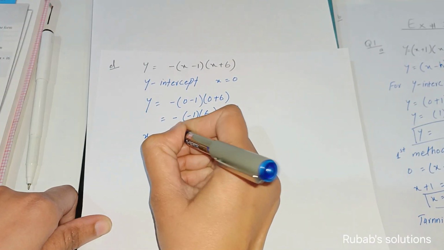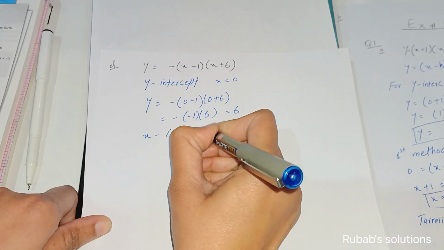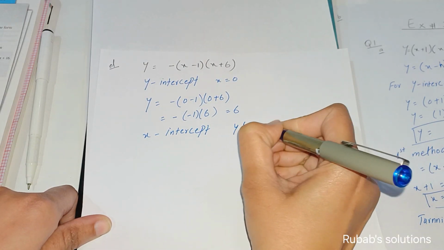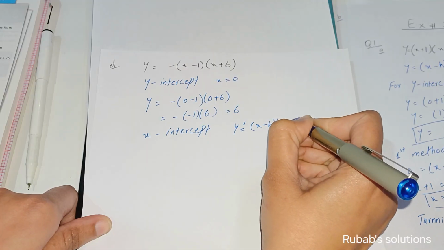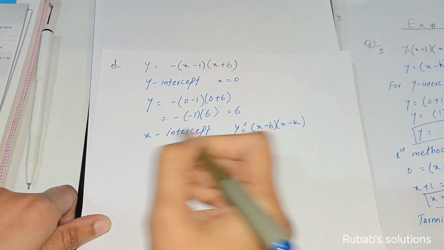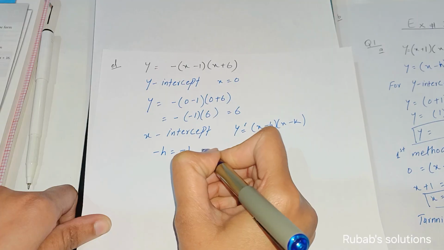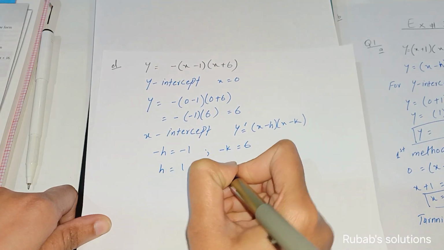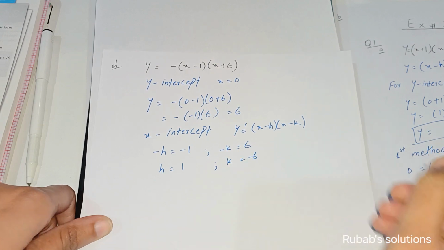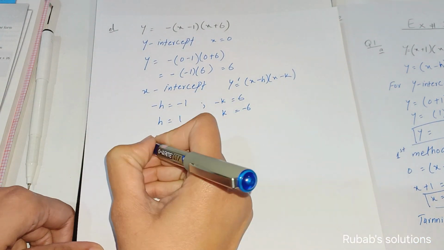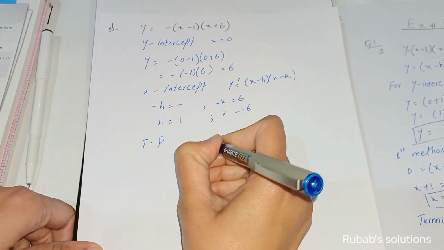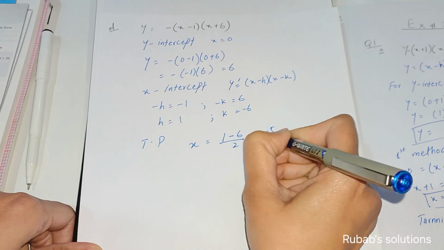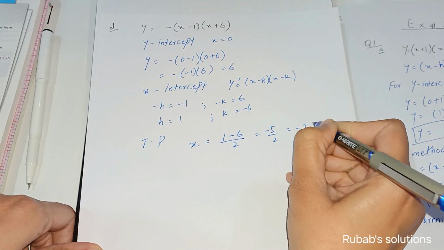For x-intercept, I have to compare with y is equal to x minus h and x minus k. Okay, let's do this part with that one. Minus h is equal to minus 1 and minus k is equal to 6. So from here h is equal to 1 and k is equal to minus 6. And the last one is turning points. Turning point x coordinate will be equal to 1 minus 6 divided by 2, so minus 5 divided by 2. So the answer from here is minus 2.5.